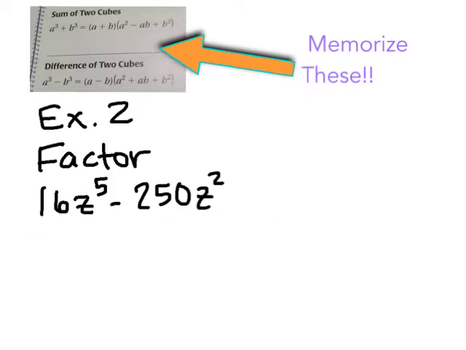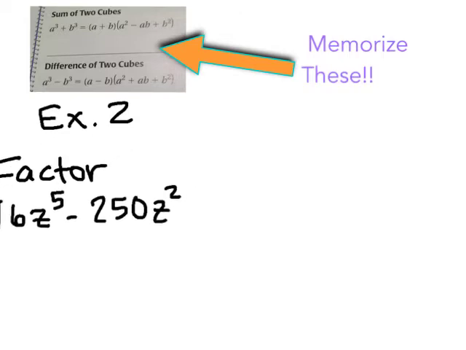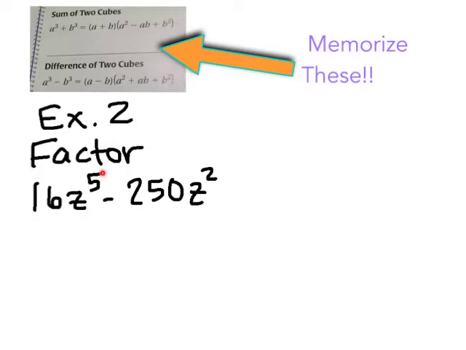Okay, so this one's a little bit more difficult, and I don't have a way to factor z to the fifth, but I can look in here, and I've got 16z to the fifth and 250z squared. What I'm going to try to do is at least factor out a 2 and a z squared, because I can get 2 from both of those. So when I take my 2z squared out, I'm left with 8z cubed minus 125.